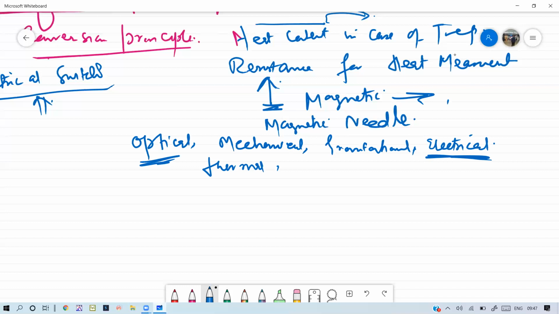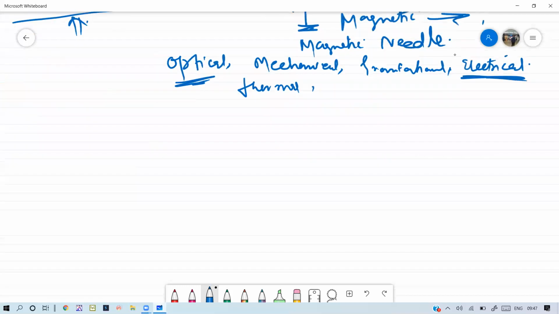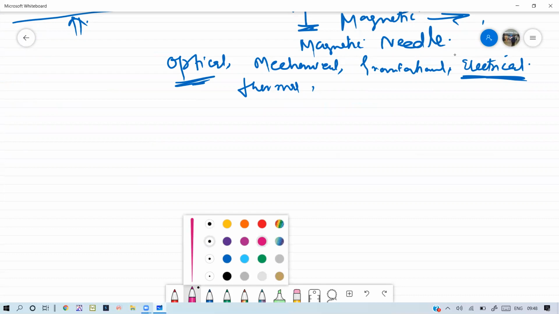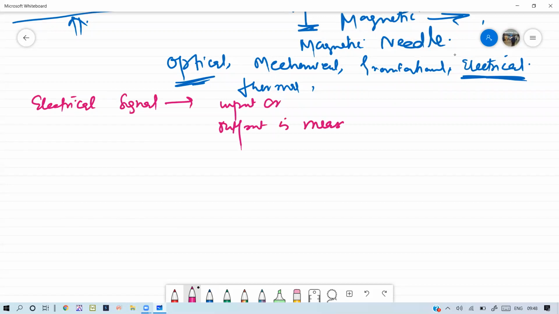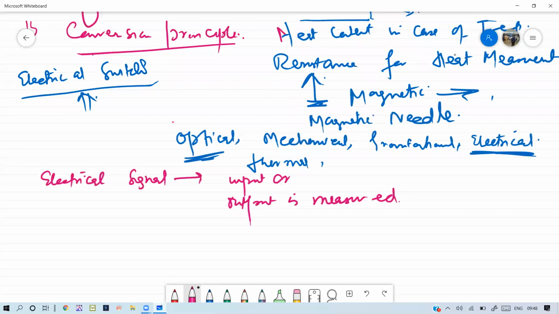So we do not intend to study all in detailed analysis, but what we will consider mainly are those where an electrical signal, either in the input or output, is measured, and some of the basic conversion principles and the basic physical quantities which are involved. So these we can see, as well as this thermal.